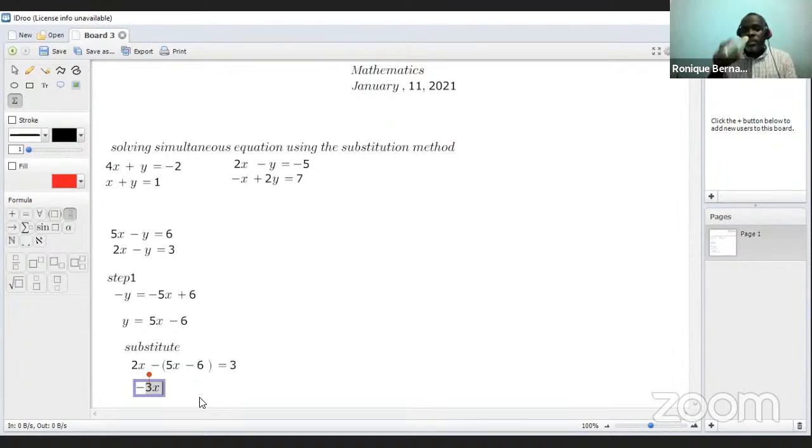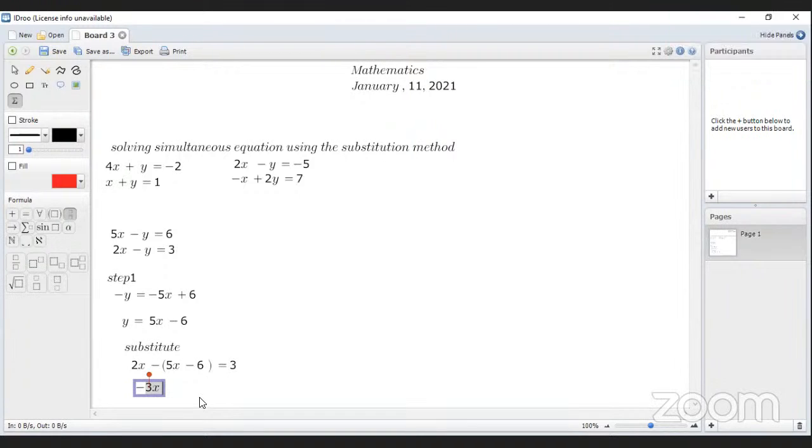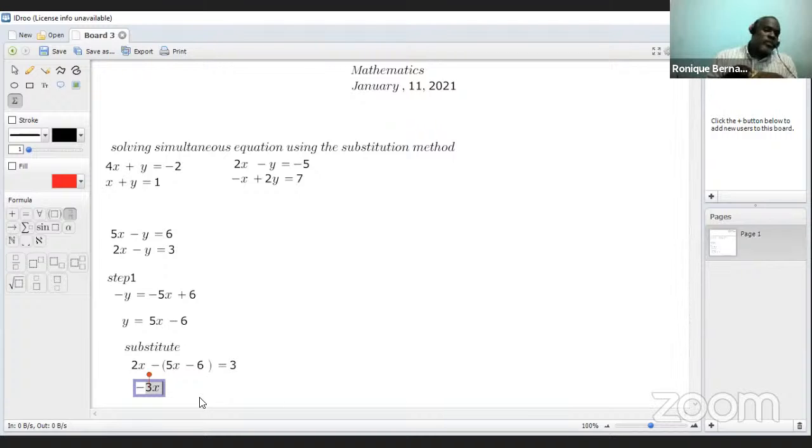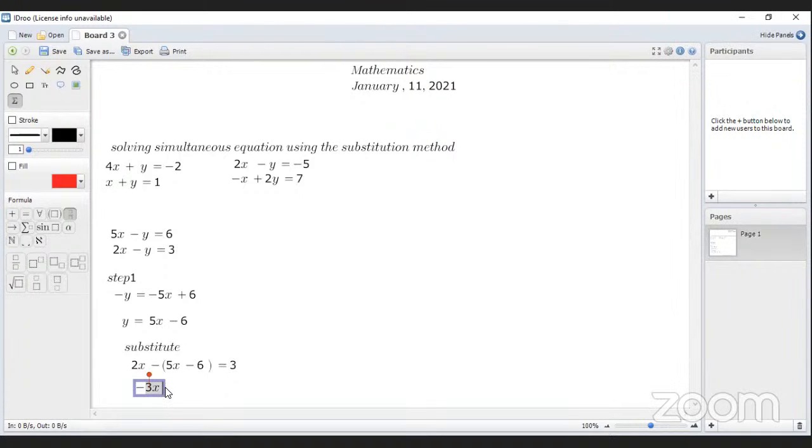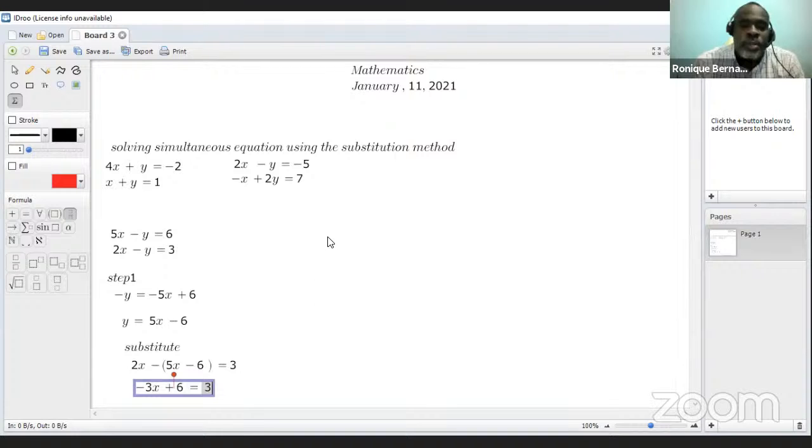Good. All right. Continue now. Negative 3x minus 6 equals 3. Is it minus 6? You sure it's minus 6? It will be 2x minus minus 6. Remember, this minus is here now. 2x minus minus 6, so it becomes what? Positive 6, equal to 3. All right. So what do we do from here now?